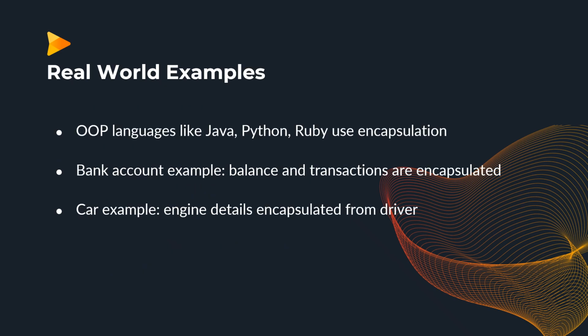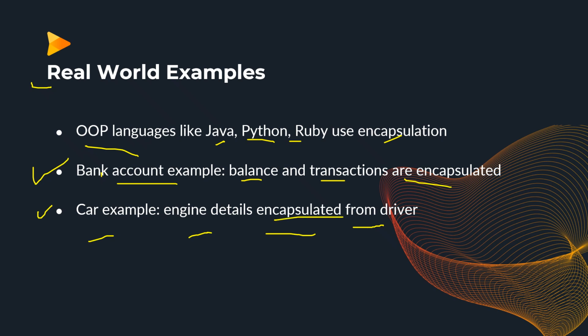Okay, so now real world examples of encapsulation. OOP languages like Java, Python, and Ruby use encapsulation. We have used encapsulation in Java, and we have seen one example of Java. Now a bank account example: balance and transactions are encapsulated, so they cannot be accessed from anywhere. Now a car example: engine details are encapsulated from the driver because it is not important to show how the engine works. So we make the engine details encapsulated.